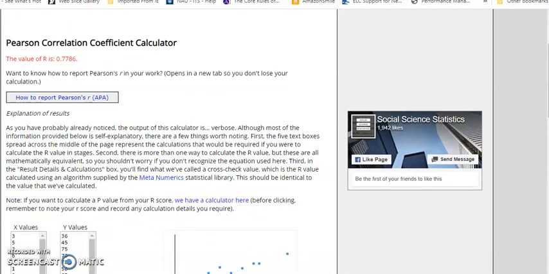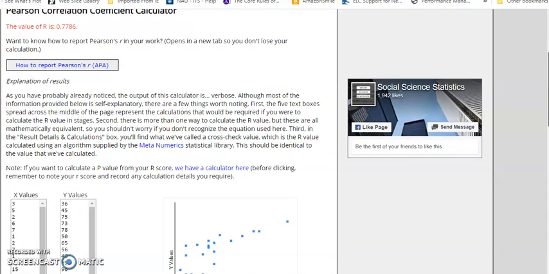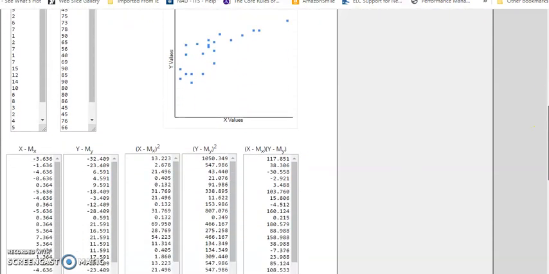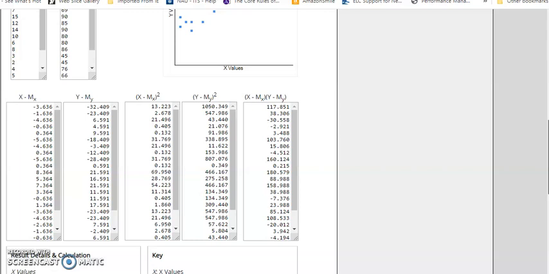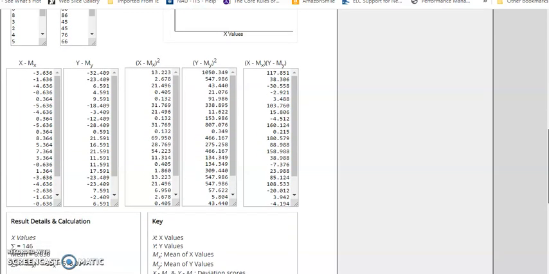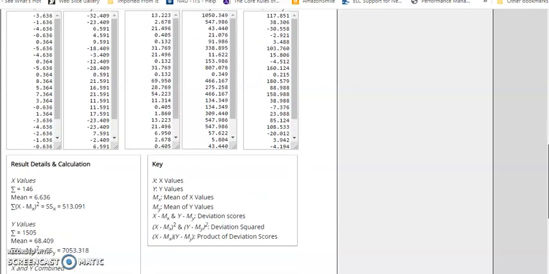This screen goes over that the R for that data we had is 0.7786. It then goes through and shows you if you wanted to learn how to report for APA, but I'm not requiring that. It goes ahead and gives you a scatter plot of our data. And so again, each dot represents one person's score from our data. It then goes through and does the calculations that you would have learned to have done if we would have learned about the R formula, which you can read more about in chapter 12.